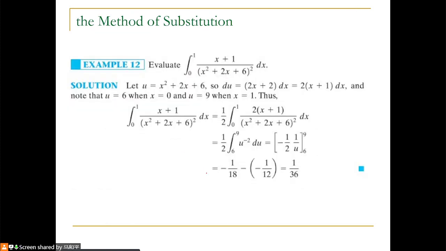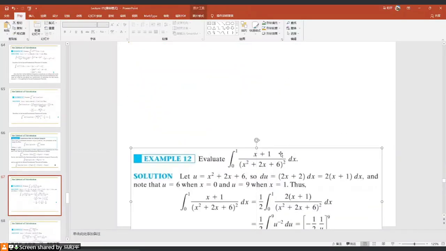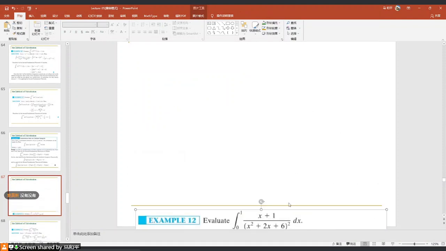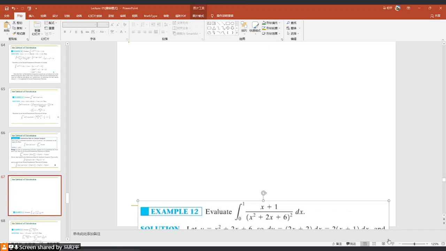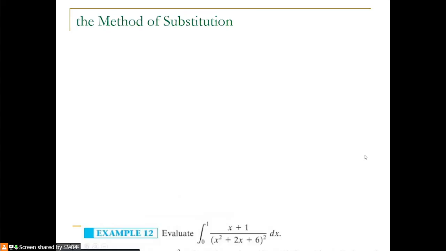Okay, example 12. We use the substitution rule. Yeah. Okay. And example 12. Here we use the substitution rule for a definite integral.